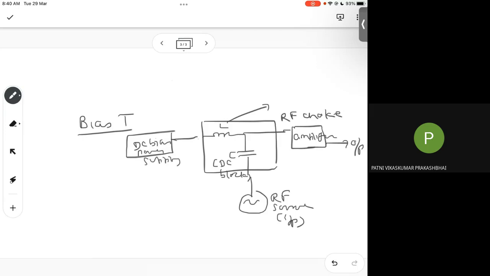Earlier, both were low frequency. Your DC power supply was low frequency, and your input was also low frequency. So there was no chance of damaging the instrument. But here, if a high frequency signal goes to the low frequency DC power supply, or a DC goes to the high frequency source, they may damage the instruments. And these instruments are very, very costly.